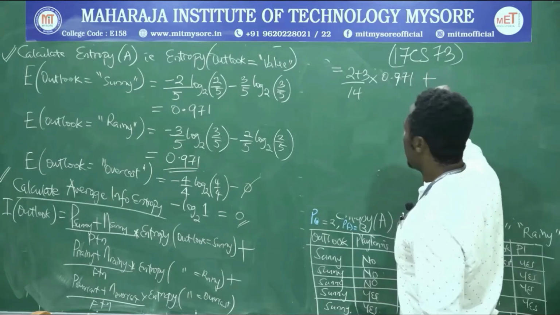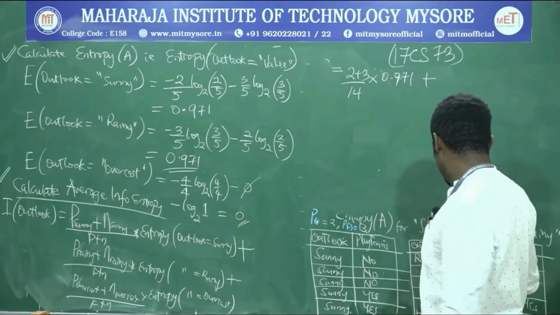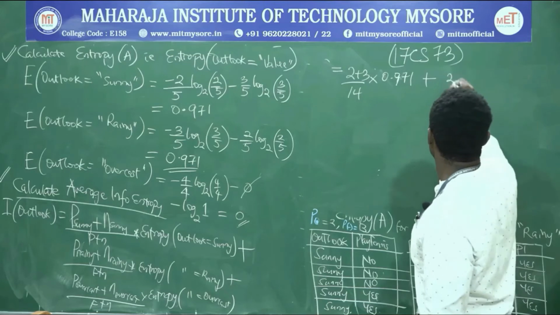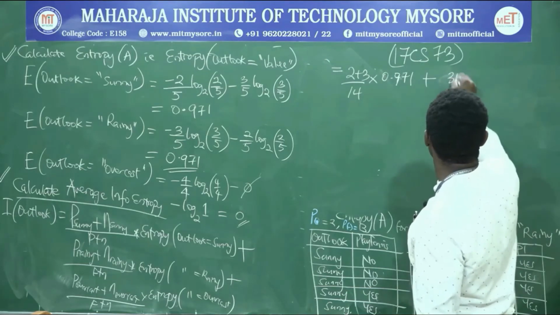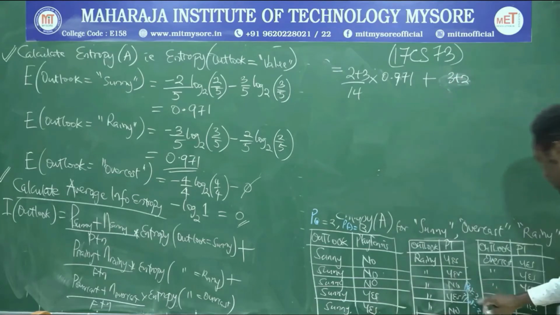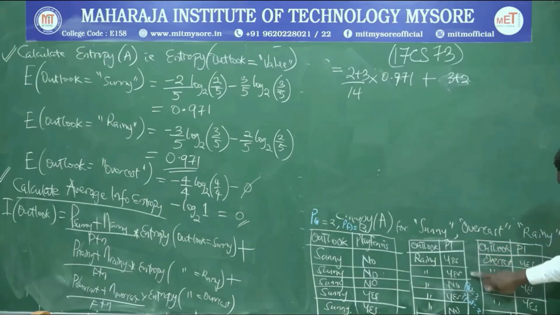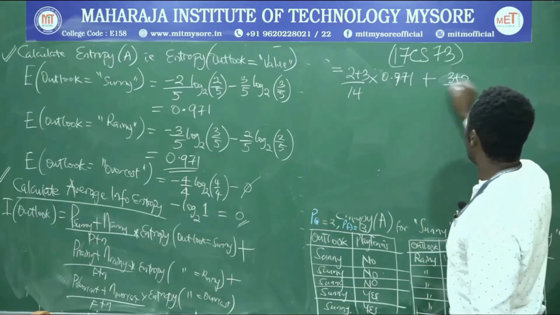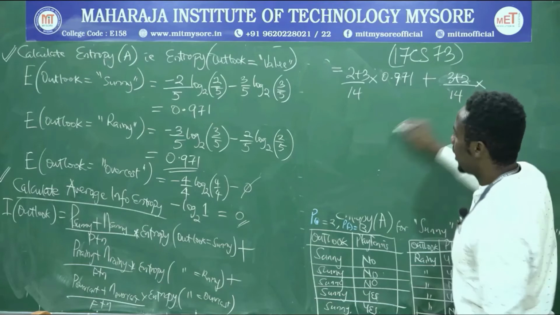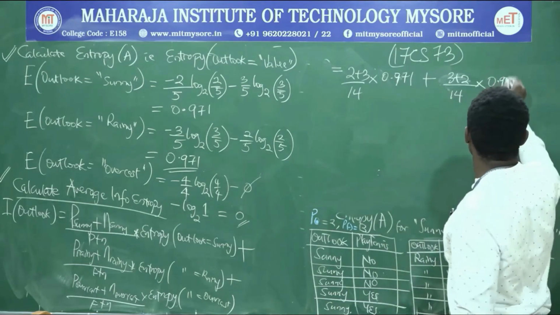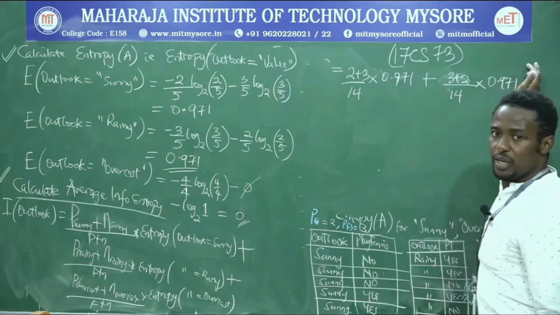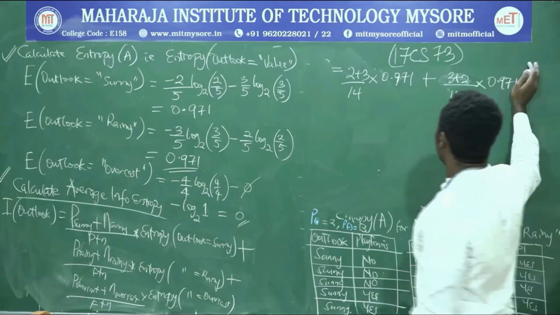0.971 plus, so we get to this now, rainy, which is again 2 plus 3, 3 plus 2, rainy. 3 plus 2, please remember, positive samples here were 3, negative 2, okay? So 3 plus 2 upon 14 into, again, go back, rainy, 0.971. Okay, so I'm not going to go beyond this because you won't see the board, right?